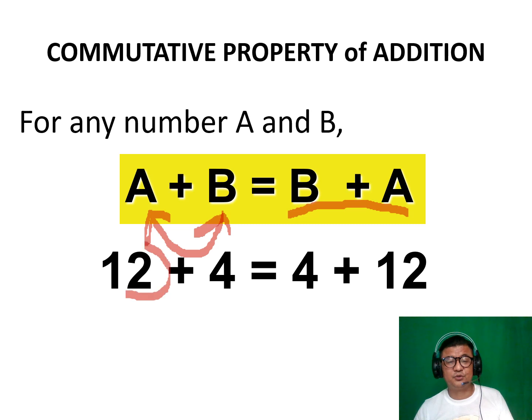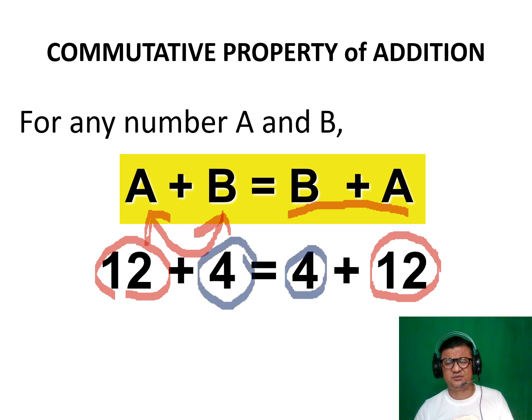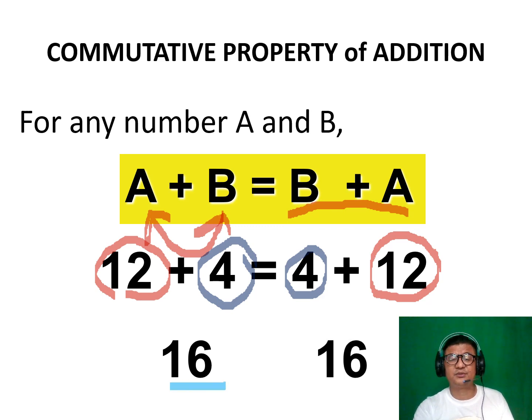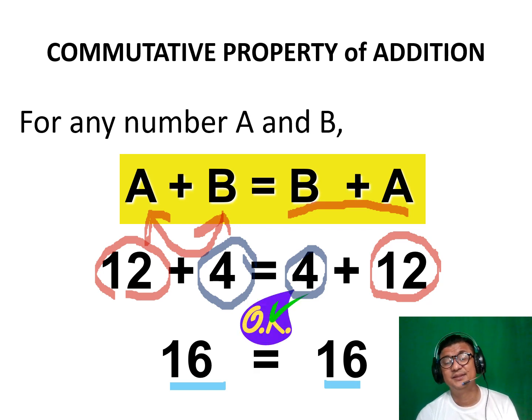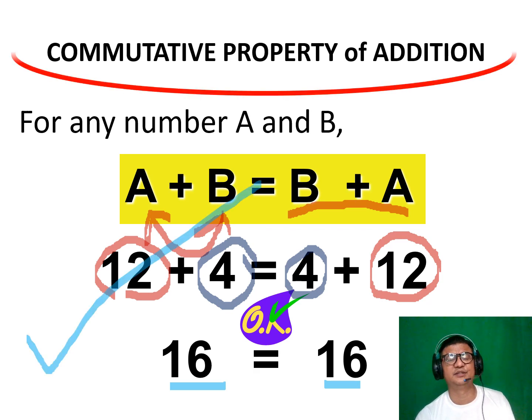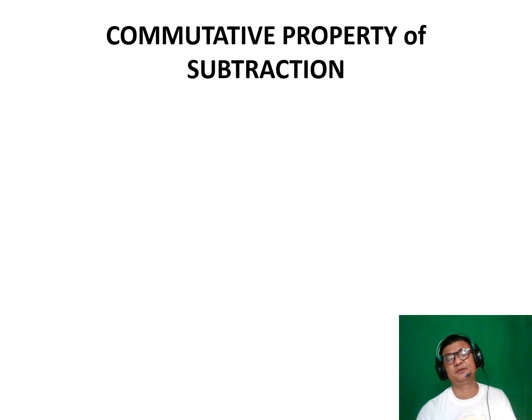Let's put in some numbers: 12 and 4. So 12 is written first, but on the other side, 12 is written next. The other number is 4. Now 4 goes first. Does it matter? Some people would say that. Yes, on the left side it's 16, and on the right side, it is also 16, right? Therefore, does commutative property work for addition? Definitely. So that's a big check for us. It works for addition. Now, how about for subtraction?